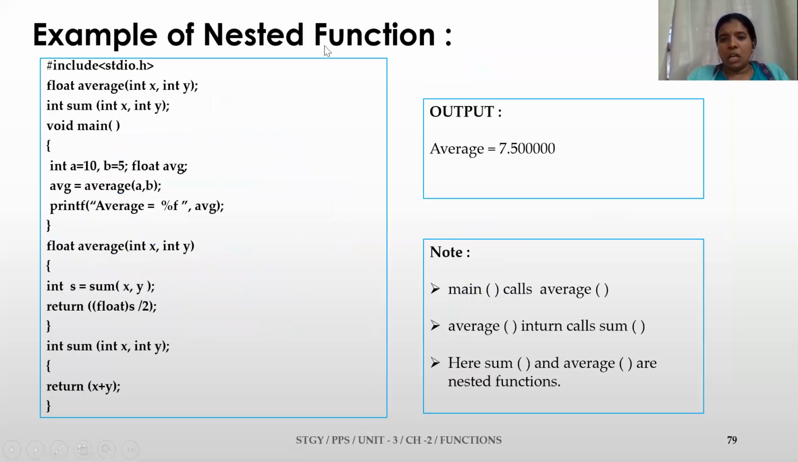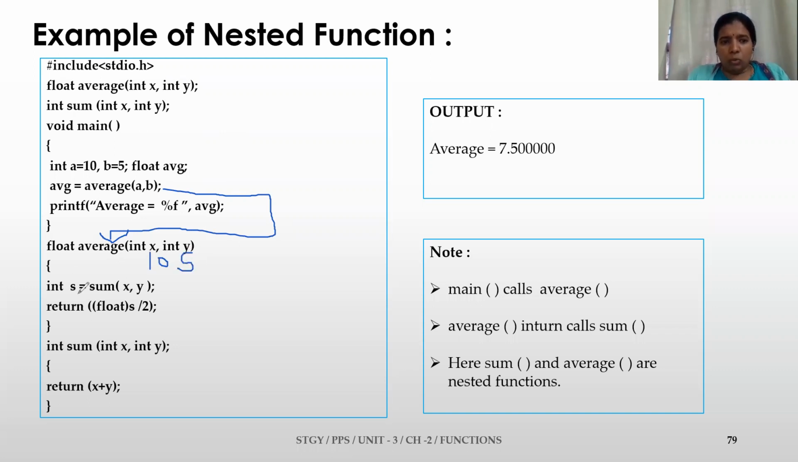Here I have a pretty simple nested function program. We all know that the calling function is main. Inside main, a is 10, b is 5. I have a variable called average, and I'm calling the function average of a comma b. Whenever a function is called in a multi-function program, what happens? Control jumps to the place where the function is defined. Now the control jumps here with the values a and b. A is 10, b is 5. So x value is 10 and y value is 5.